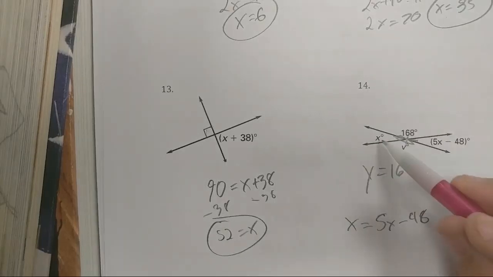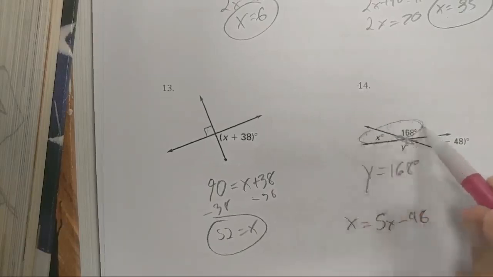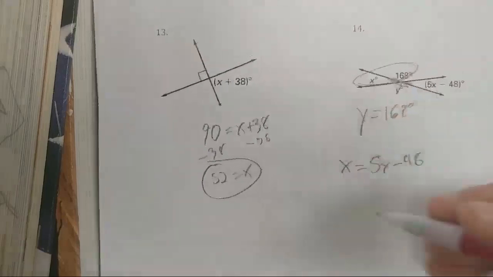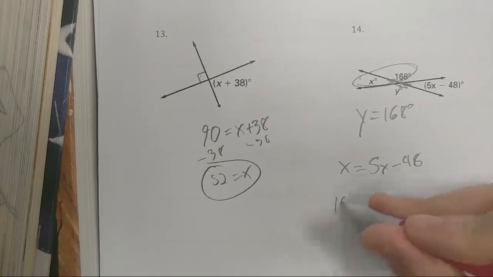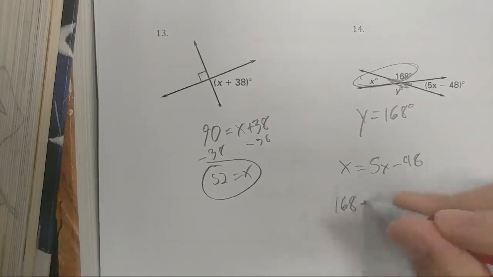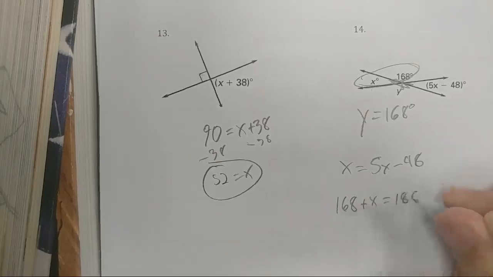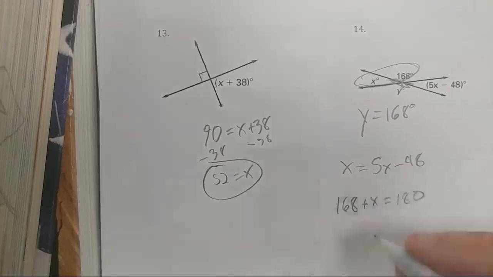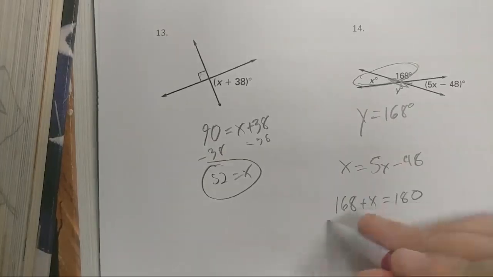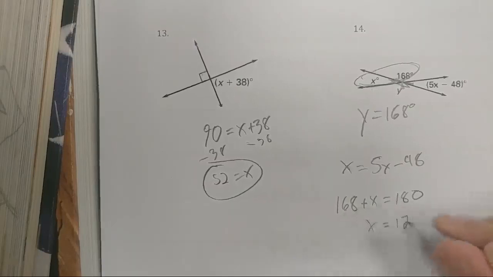What I could also do is see that this is a linear pair. And since this is a linear pair, I know also 168 plus x is going to equal 180. Both are going to yield the same results. So this one, just subtract 168 on both sides, that's going to be x equals 12.